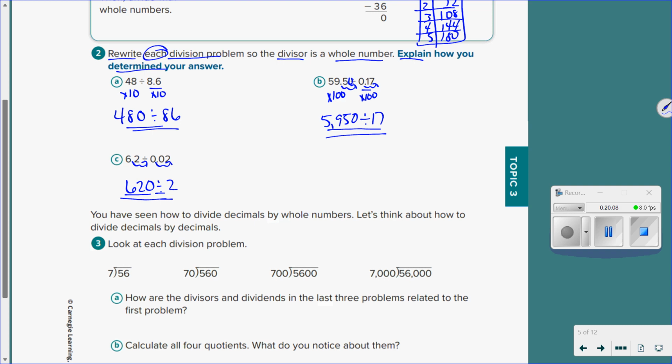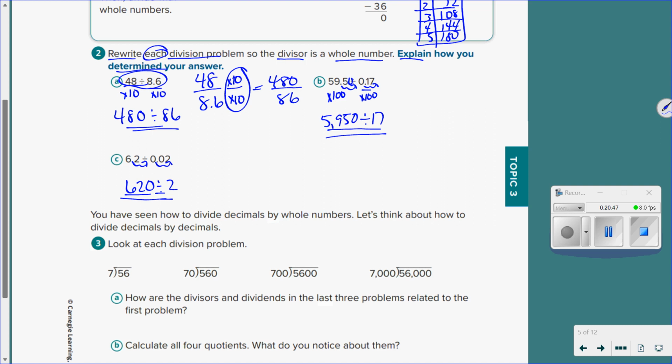So to Miss Bryant's point, you have a couple other options. If you get really confused when it's like this, I'm going to give you two other options. Option one, write it as a fraction. 48 divided by 8 6/10. Can I have a decimal in my denominator? No. No, so I need to do what? Multiply it by 10. 10. But if I multiply that by 10, what do I do to the top? I have to multiply that by 10 too. Because for a lot of you, that makes more sense. You see that I'm actually multiplying by 1, because 10 over 10 is 1, gives me 480 divided by 86.